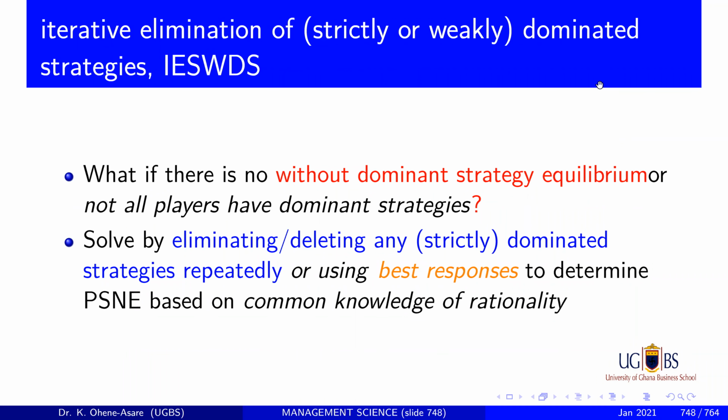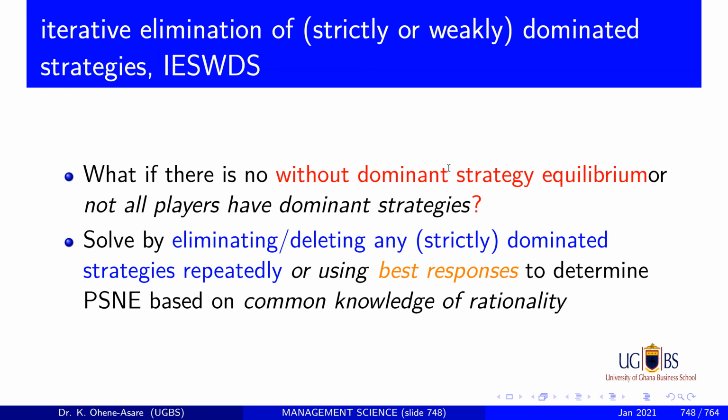Iterative elimination, sometimes we call it deletion, iterative deletion of strictly dominated strategies. Sometimes a person can trick you to rather look for weakly dominated strategy. Remember we said that when both players have a dominant strategy, then the pure strategy Nash equilibrium is achieved already. And this is known as the dominant strategy equilibrium.